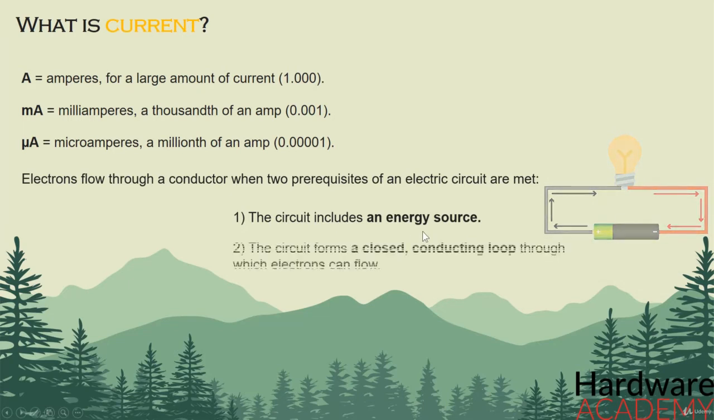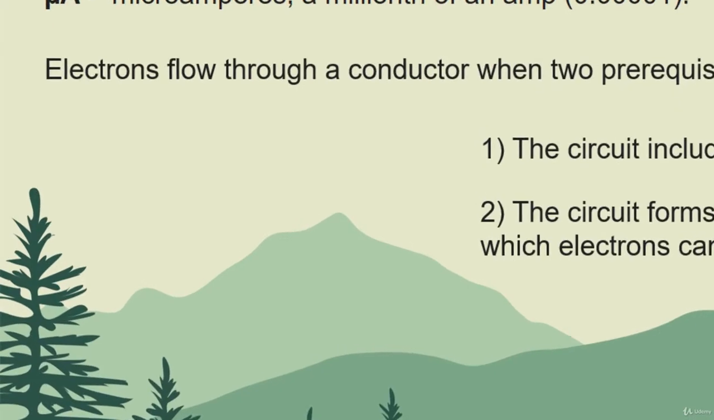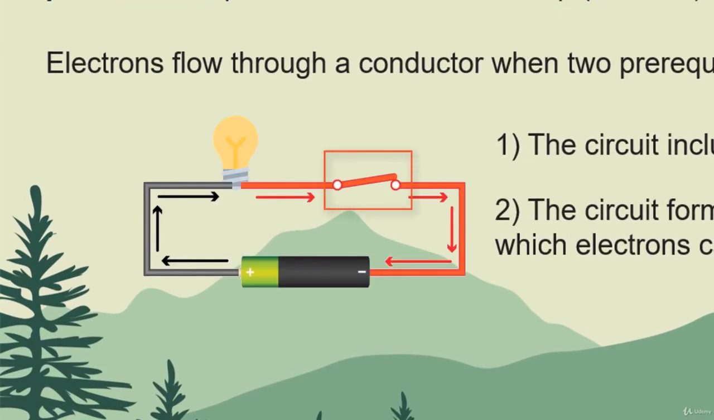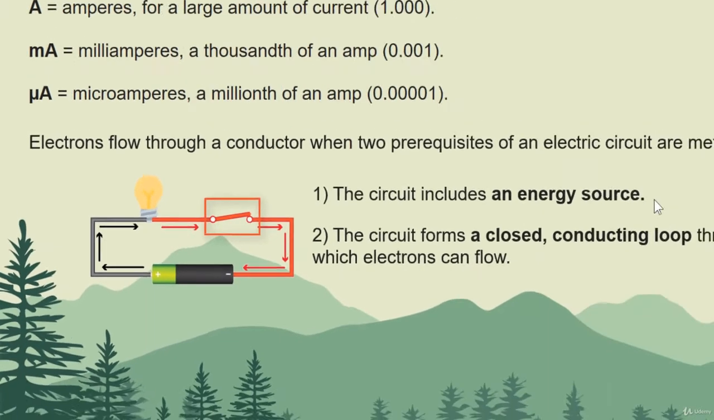The second one is that the circuit forms a closed conducting loop through which electrons can flow, providing energy to any device connected to the circuit. So a circuit is closed when a switch is turned to the on or closed position.